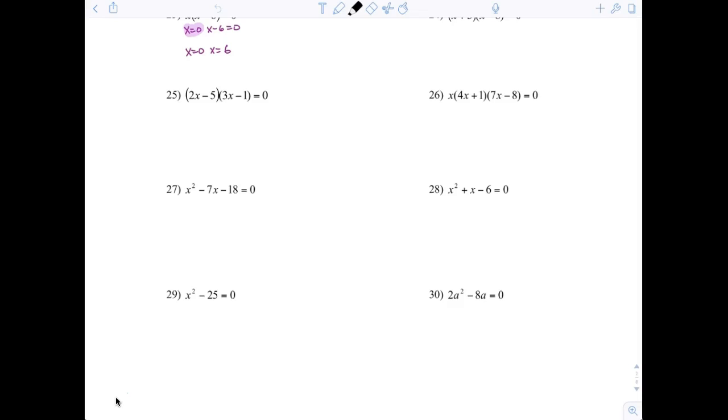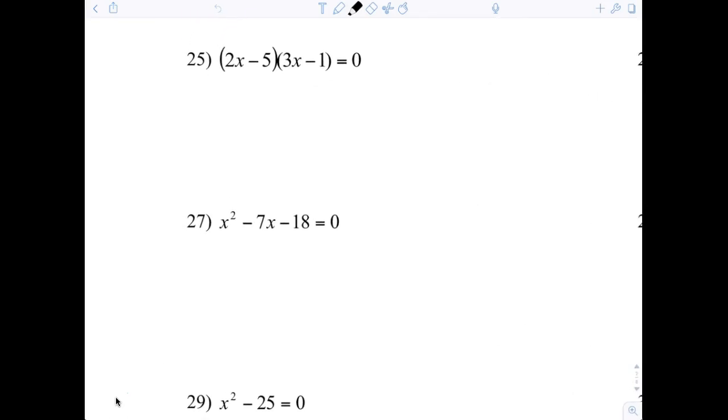All right. So for question number 25, I believe is where we left off. It is already set equal to 0. All right? And it's already factored for you. So everybody should be able to write 2x minus 5 equals 0, 3x minus 1 equals 0. So x is equal to 5 over 2, or x is equal to 1/3. So pull it up and make sure that's what you got for 25.